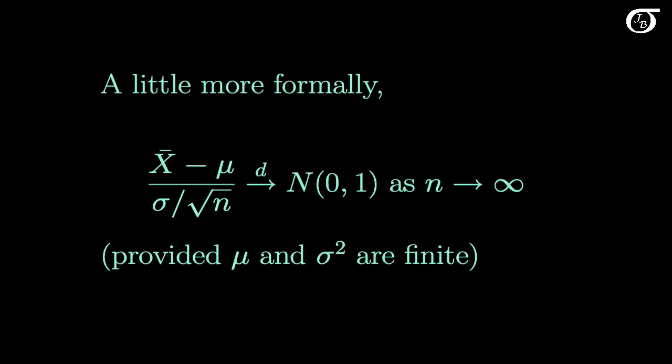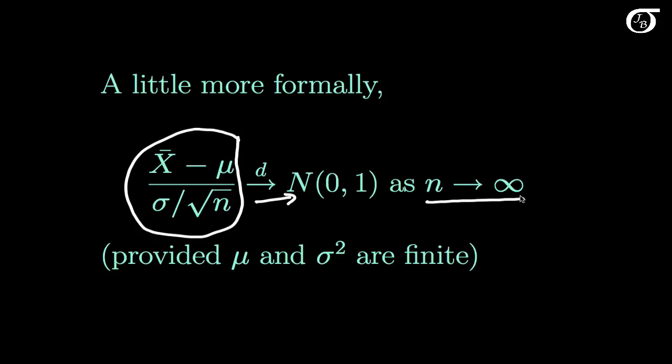A little more formally, the central limit theorem tells us that our usual z-score value here involving the sample mean tends in distribution to the standard normal distribution as the sample size tends to infinity. We do have a couple of technical restrictions in that we need the mean and variance to be finite, but that's usually going to be the case for the things we're dealing with.